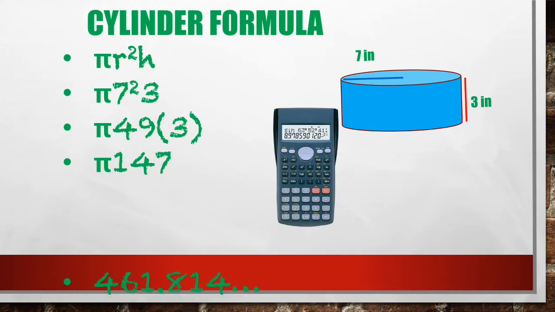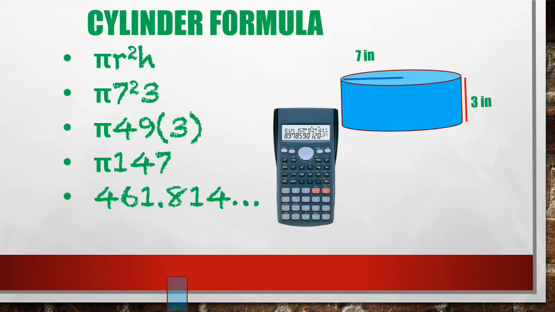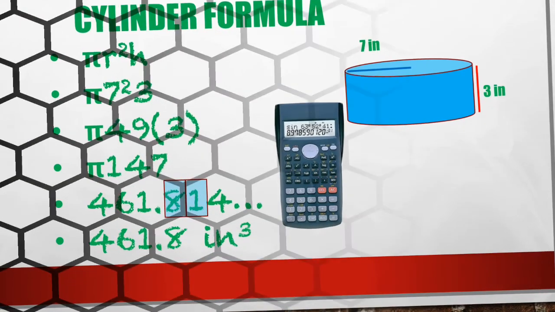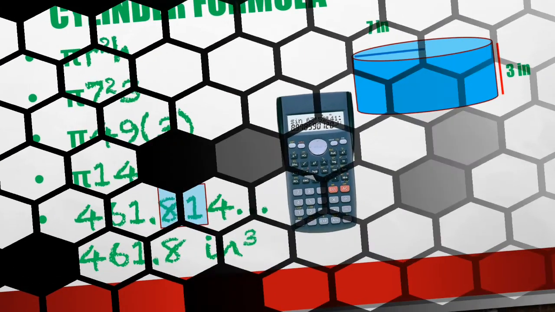Pull out the calculator and then get 461.814. I then look at the 8, because that's the one I want to round to, and I'll use the 1 to tell me what to do. The 1 says to the 8, stay right where you are. So 461.8 inches cubed is going to be my final answer there.